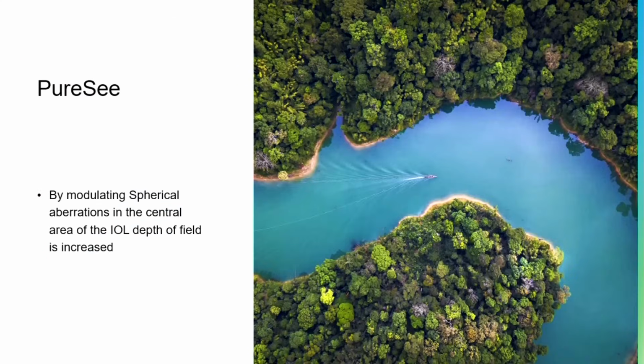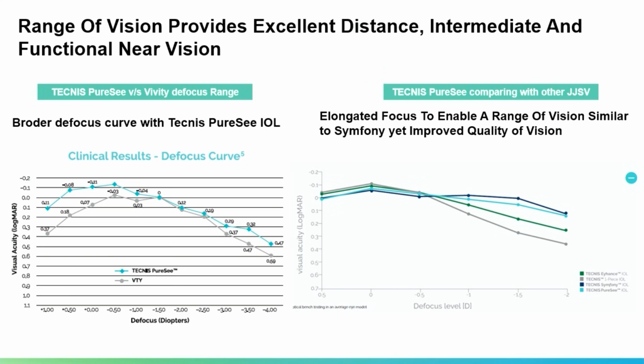This is nothing great. So Pure C, by modulating spherical aberrations in the central area of the IOL, the depth of field is increased. Depth of focus is increased. Simple as that. And this is where the graphs come in. What we looked at there was MTF curves and the adjusted MTF curves and so on.